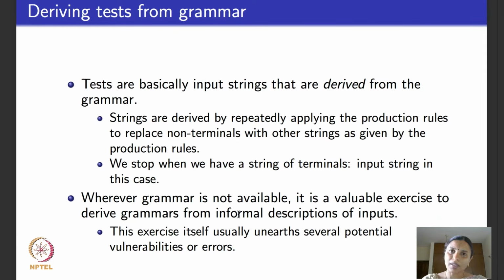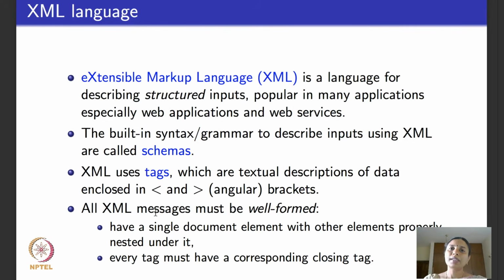If it is not there, then as a tester, it's completely worth spending some time deriving the grammar from the informal description given. In the past, empirical studies have shown that just this exercise of deriving a grammar from an informal description of the input sometimes unearths non-trivial bugs or vulnerabilities in the inputs to the software. So it's a valuable exercise in its own right and is also useful for mutating and producing inputs to a grammar.